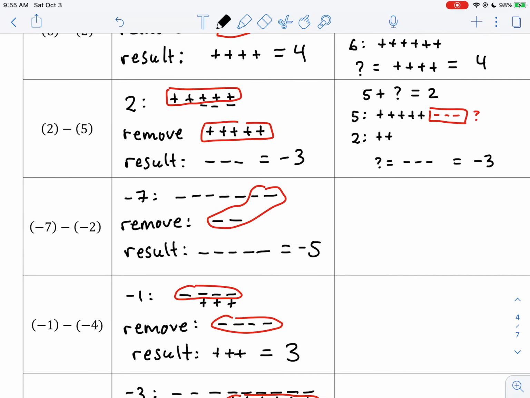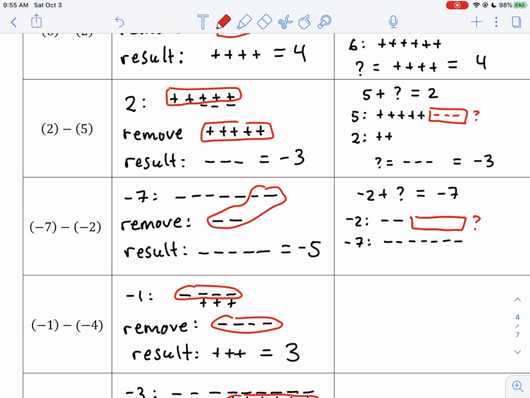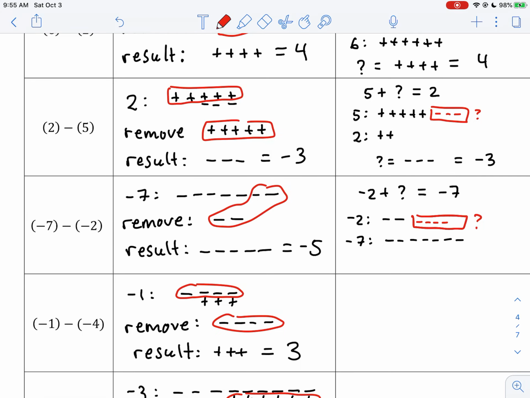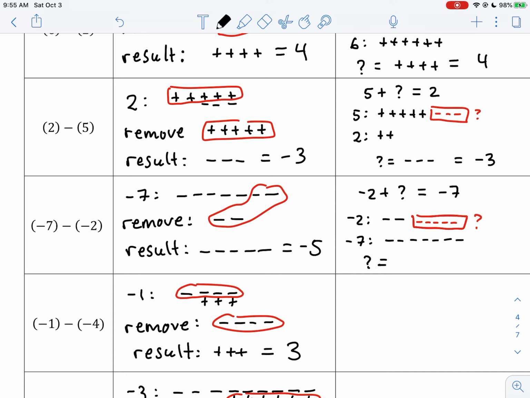Negative 7 minus negative 2. Okay, so we're saying what needs to be added to negative 2 to make it negative 7. All right, well, negative 2 starts off with 2 negatives, and negative 7 is 7 negatives. And we're saying, hey, what needs to go right here so that I would change negative 2 to negative 7? Well, that just means 5 more negatives. Add 5 more negatives to that, and we get an answer. The answer to this question is 5 negatives, negative 5.